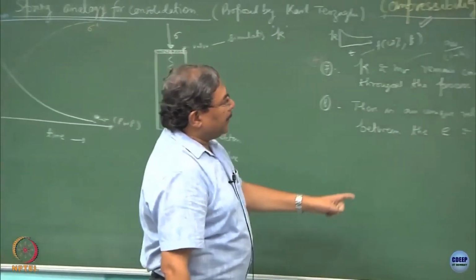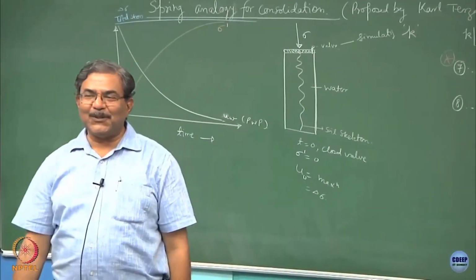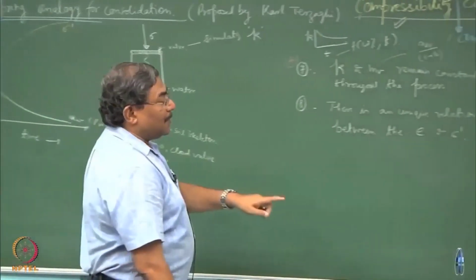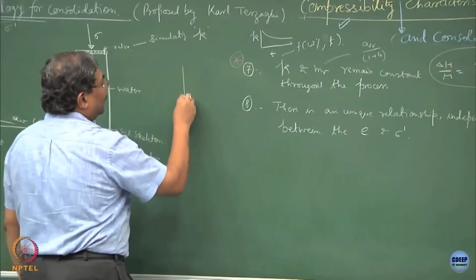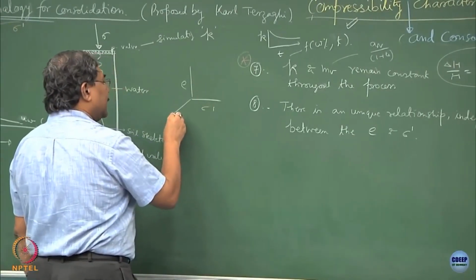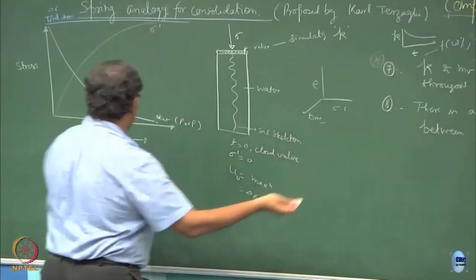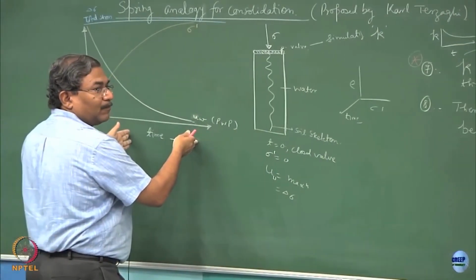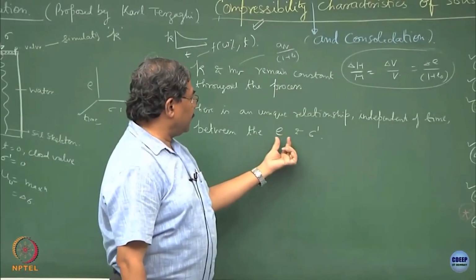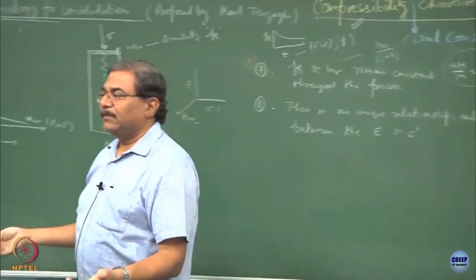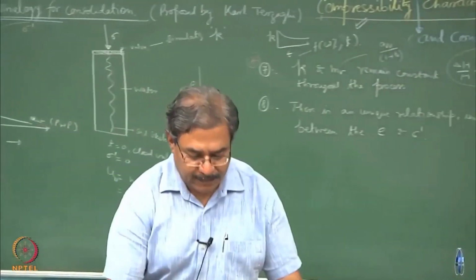There is a unique relationship independent of time between the e and sigma prime. It is also not correct, truly speaking, because if you remember, when we were talking about the e versus sigma relationship, I said that the third scale should be the time scale, because ultimately the entire process we are superimposing on the time scale. Clear? So, for simplicity's sake, Terzaghi has assumed that the void ratio and sigma prime are related to each other, and there is no time dependence in these parameters.